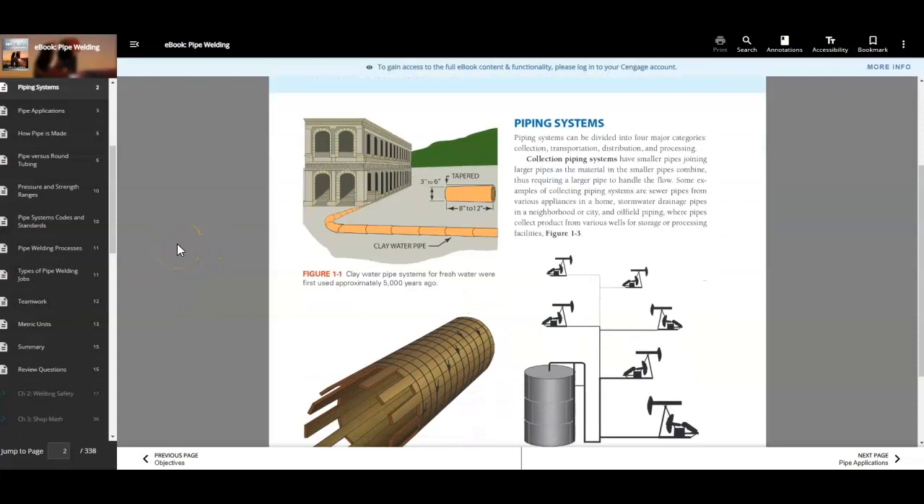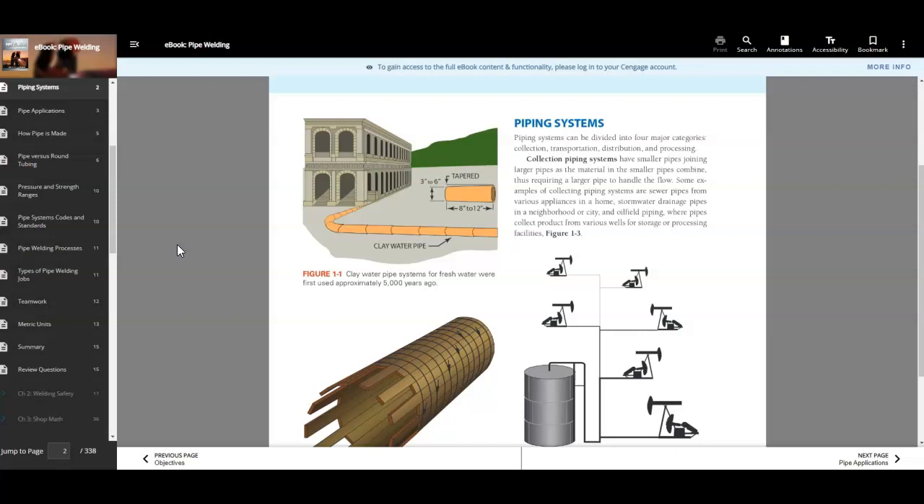Piping systems. Piping systems can be divided into four major categories: collection, transportation, distribution, and processing. Collecting piping systems have smaller pipes joining larger pipes as the material in the smaller pipes combine, thus requiring a large pipe to handle the flow.